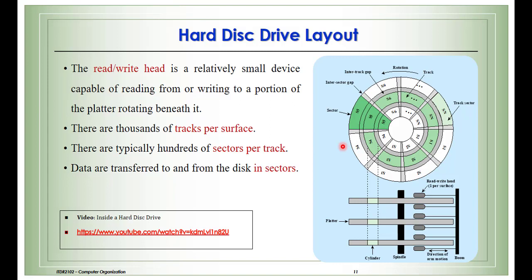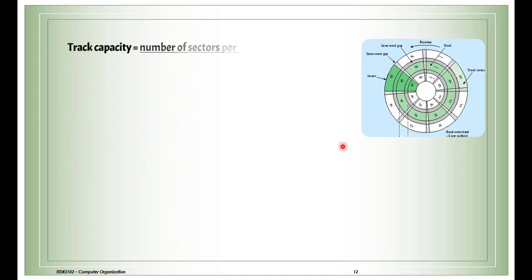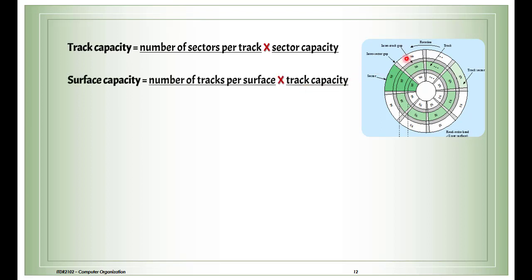Based on this information, we can calculate the capacity. This is a track, for example. If we know the capacity of the sector, how do we calculate the capacity of the track? We multiply the number of sectors per track by the sector capacity. To calculate the whole surface capacity, it is the number of tracks per surface times the track capacity, which is calculated here.